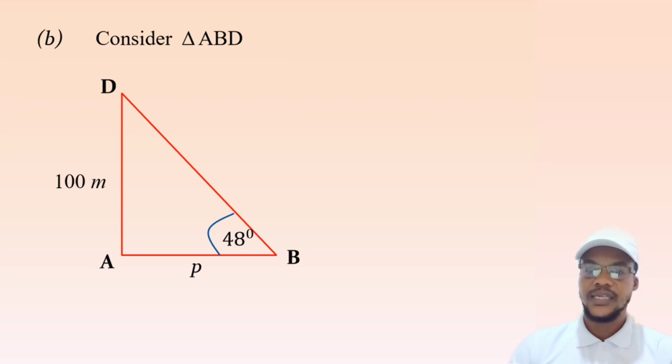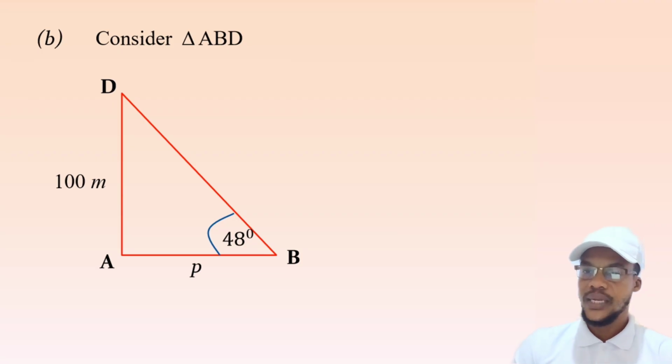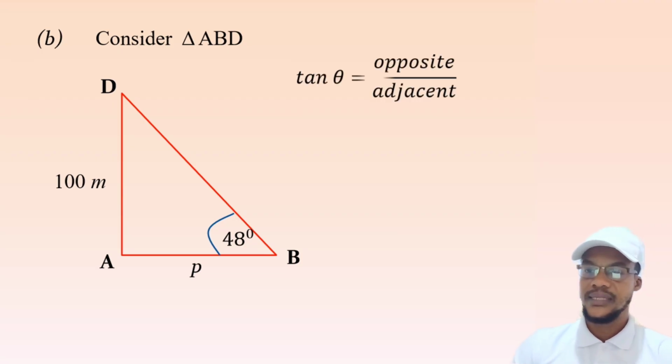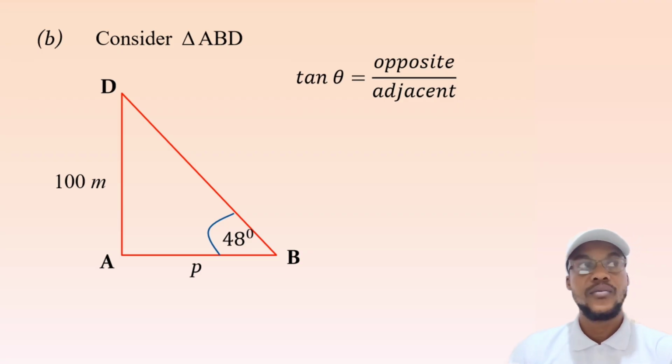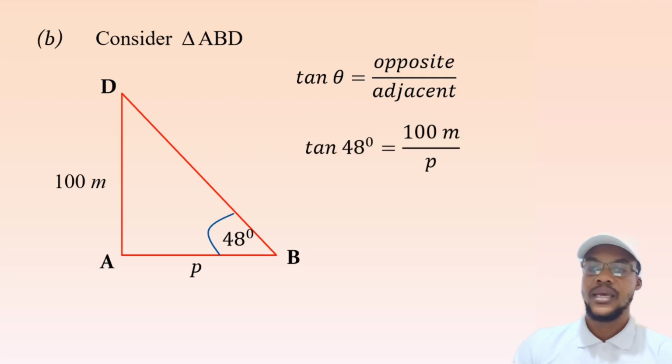In this case, the only trig ratio that will be appropriate is the tangent. Using trig ratios, tan theta is given as opposite over adjacent. In that case, what will be our opposite? The opposite is 100 meters, and our adjacent is P.